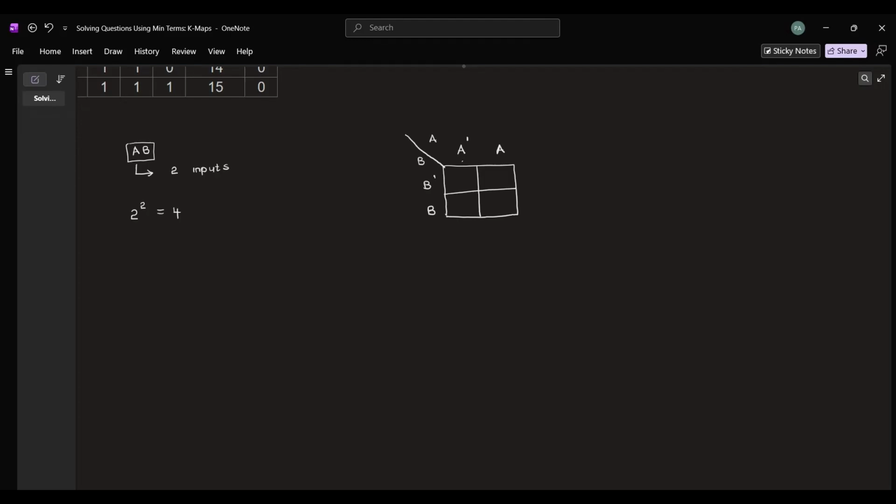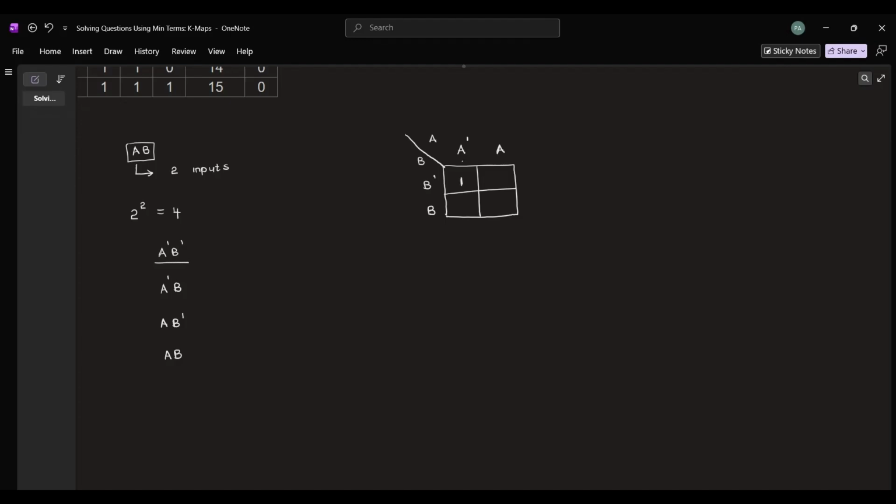In a 2-input system, there are 4 possible combinations. What are they? A bar B bar, A bar B, A B bar, and finally AB. These are the possible 4 combinations, right? So to mention A bar B bar, you will put a 1 here.